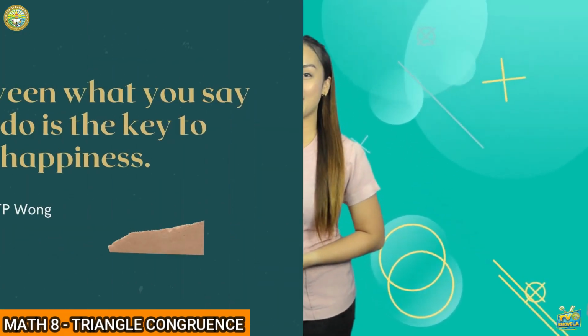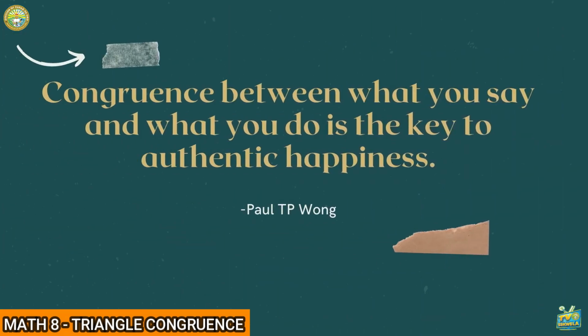Remember this, class. As what Paul Wong said, congruence between what you say and what you do is the key of authentic happiness.